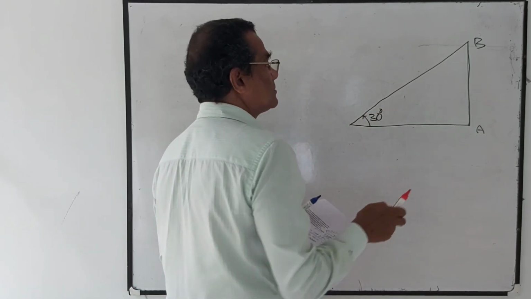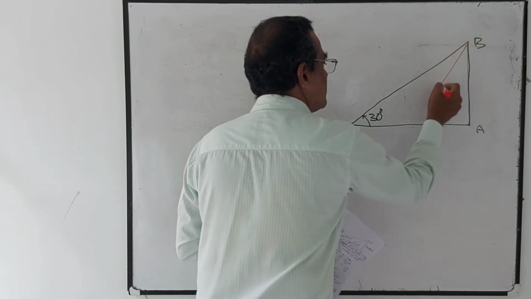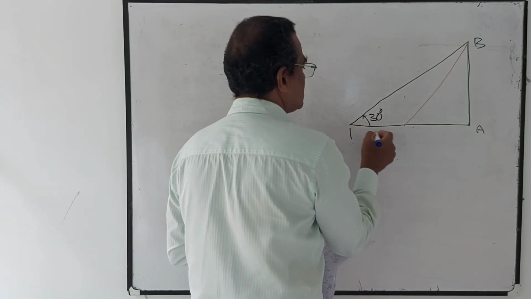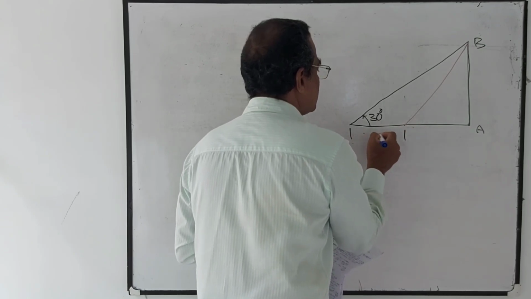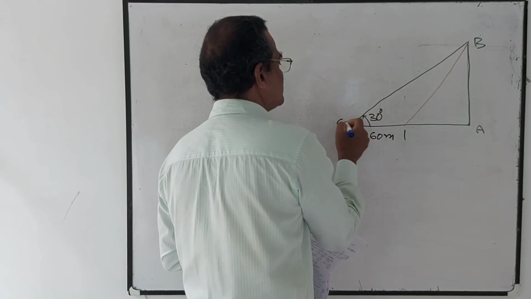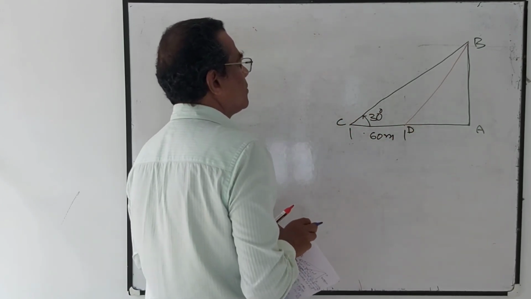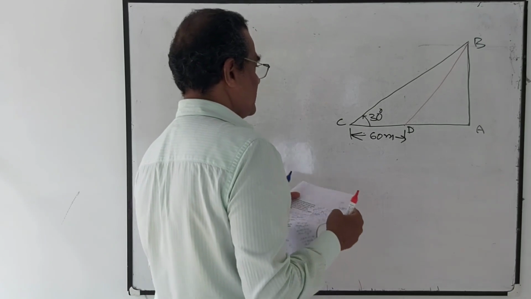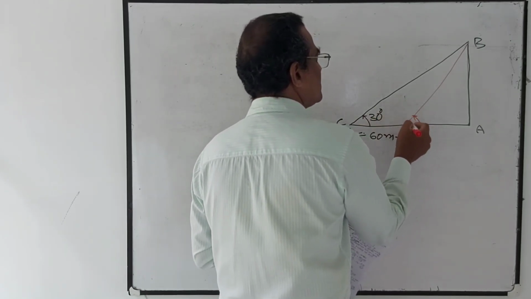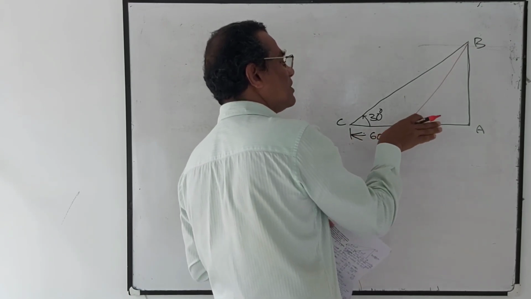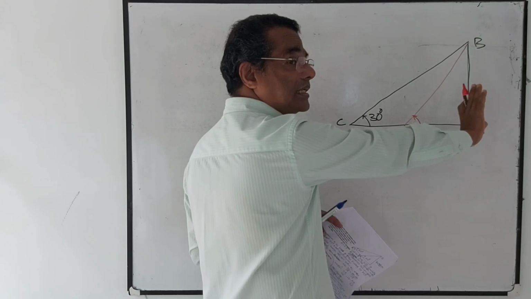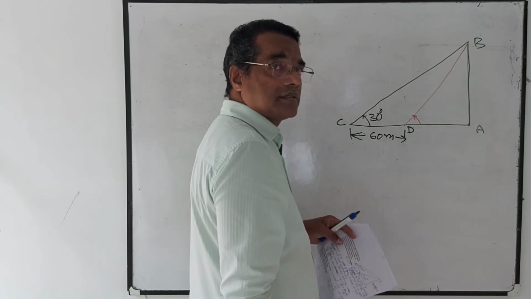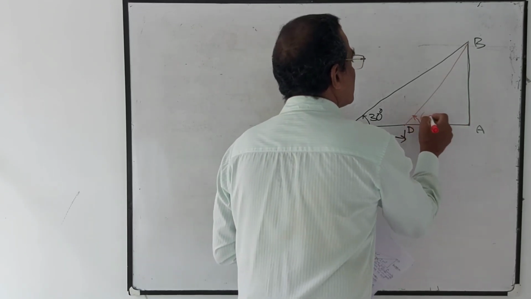He walks towards the building. On covering 60 meter, so this is 60 meter. Say this is C and let this be D. On covering 60 meter, the angle of elevation changes to 60 degrees. If somebody walks towards the building, then the angle of elevation will change and eventually it will become 90 degrees when he is at the point A. So this is 60 degrees.